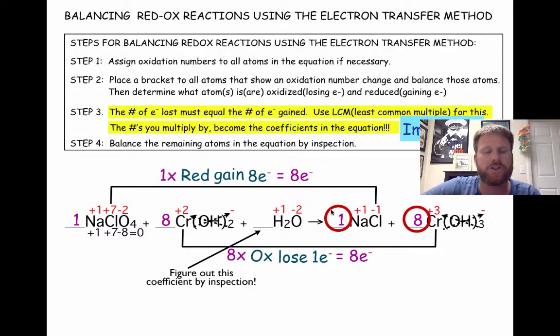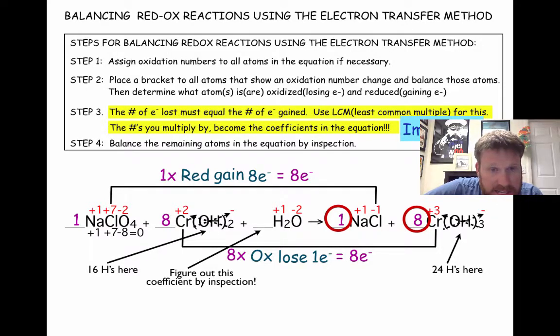I'm going to balance the hydrogens. If you look on the product side, you can see we have 3 hydrogens in every hydroxide, and then we have 8 hydroxides. So we have 24 hydrogens on the product side. We have to have 24 on the reactant side. Here we have 16 hydrogens from Cr(OH)2, which means we need 8 more hydrogens. That means we must put a 4 in front of the H2O to get your 8 more hydrogens. If you check the oxygens, they are also balanced. So this is the balanced redox equation using the electron transfer method.